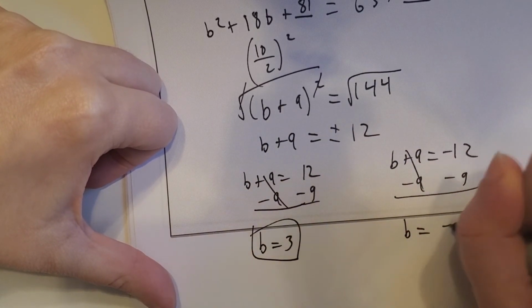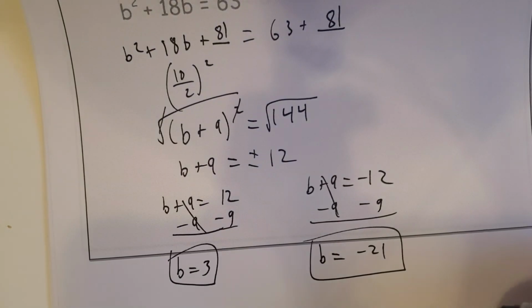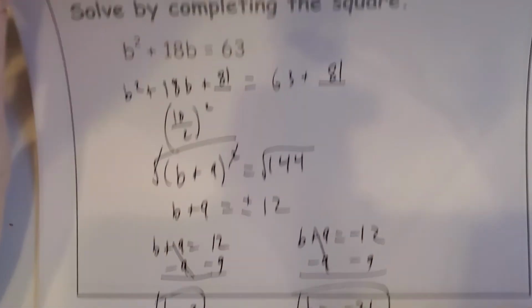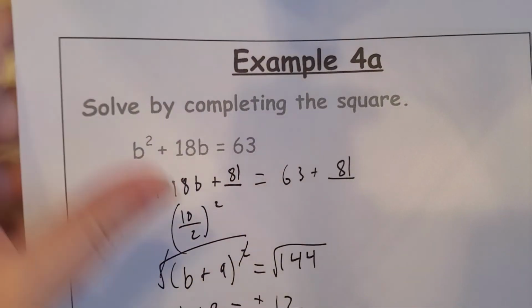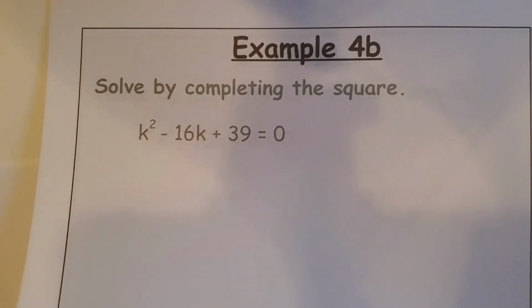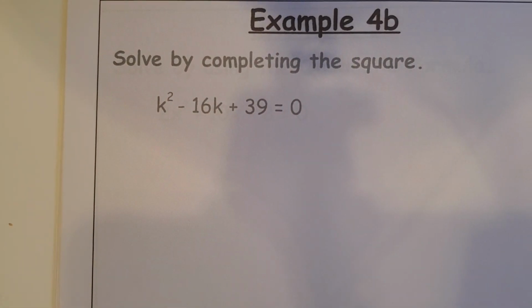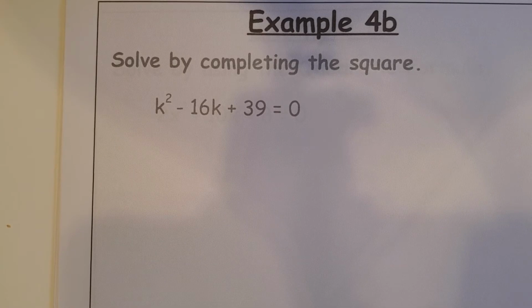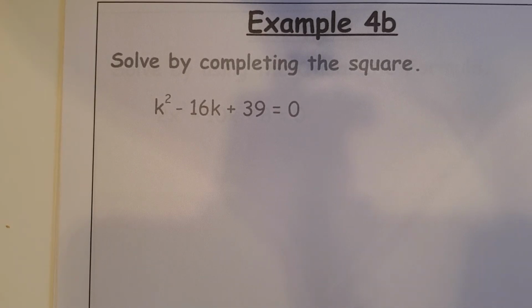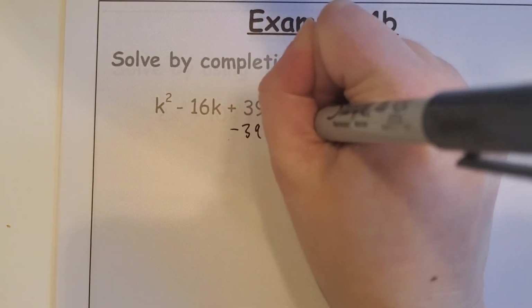So B is negative 21. There you go. So that's the format that we want when we're completing the square. If we don't have that format, we have to get it to look like that format first. And what I mean by that format is all the variables on the left and all the numbers on the right. So we're going to have to move this 39 over first.